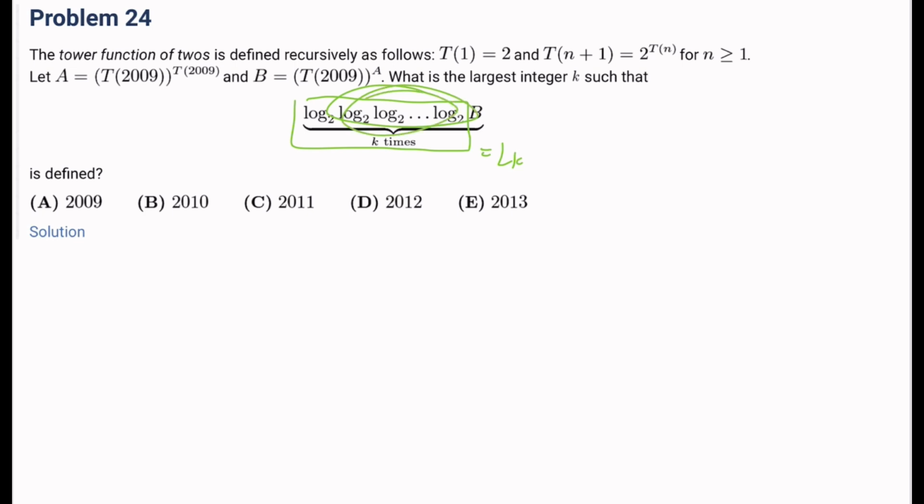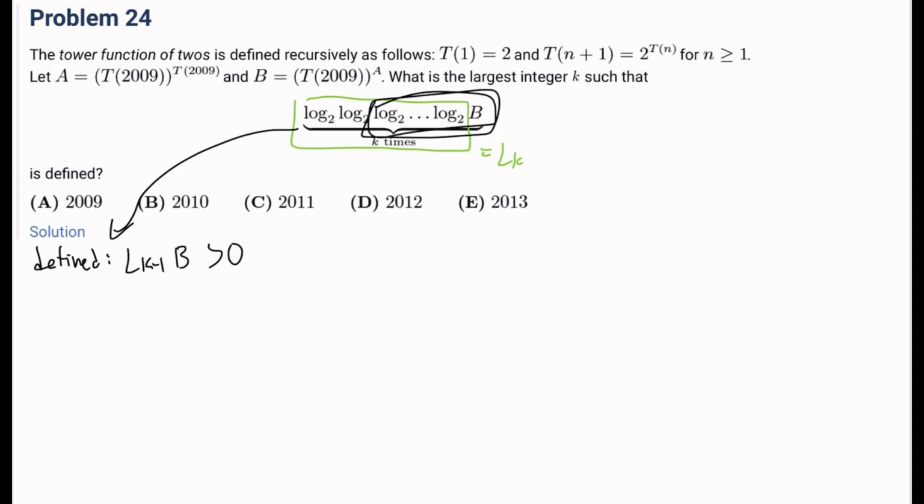Doing it k minus 1 times, that would be just lk minus 1, right? Now for this to be defined, that just means that this much has to be greater than 1, right? So that means that's just lk minus 1, because that's doing it k minus 1 times of b. This is greater than 0, right? And this is greater than 0 if and only if 1 less than that, so this much, which is k minus 2 times, means lk minus 2 of b.